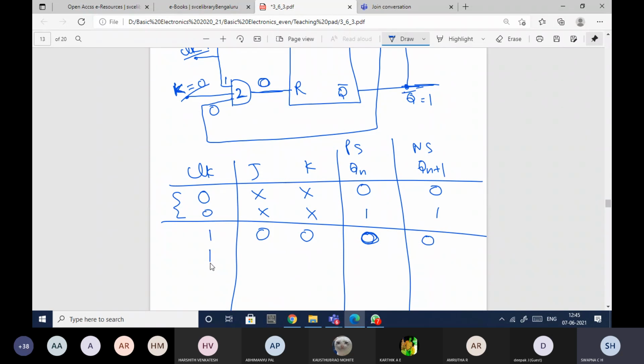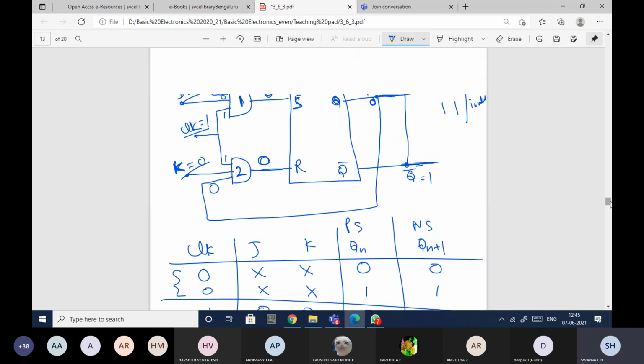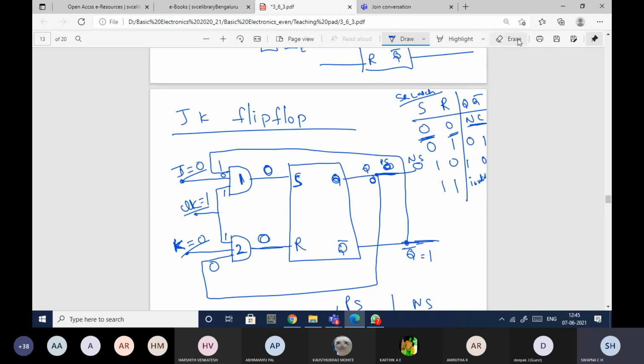Next, again clock is 1, J is equal to 0, K is equal to 0, and now I'll take the present state as 1. Let me erase everything. Hope all of you are following. If you are getting confused anywhere, don't think that it is a silly doubt. Even if you get such kinds of doubts, please ask me.